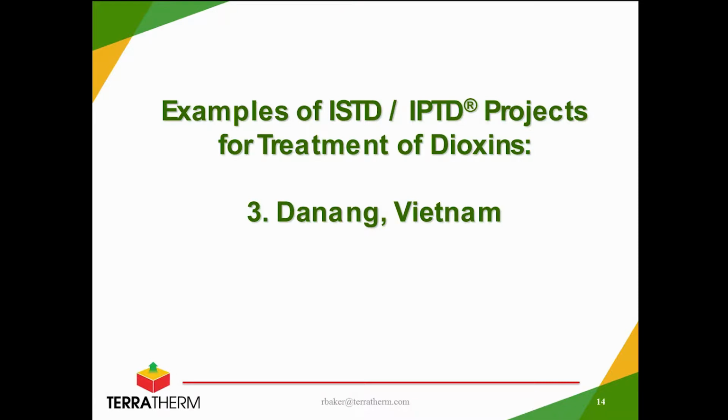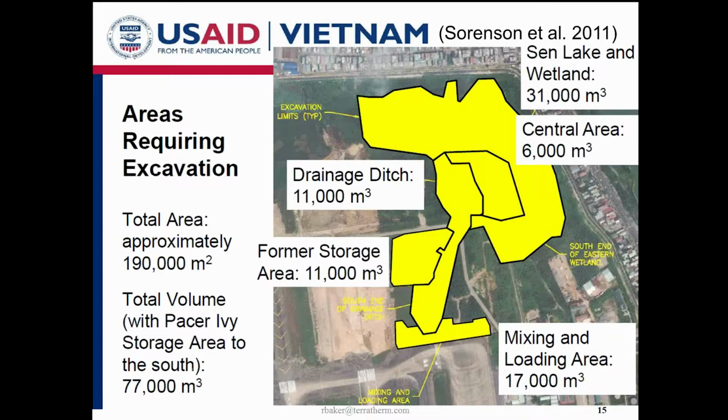Now on to a current project that we're doing in Da Nang, Vietnam. Our client is the U.S. Agency for International Development, which is the agency that's been charged with addressing this hotspot where dioxins are present in soil and sediment due to the use of Agent Orange herbicides, 2,4-D and 2,4,5-T, during the Vietnam War by the U.S. military for defoliation of the jungle.